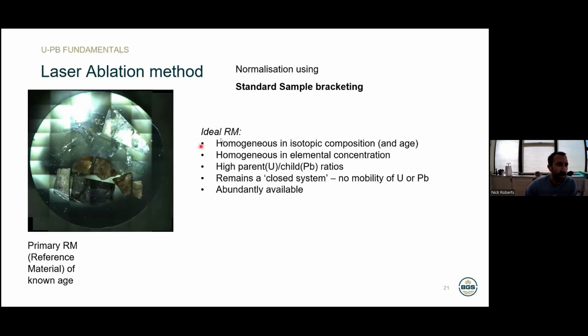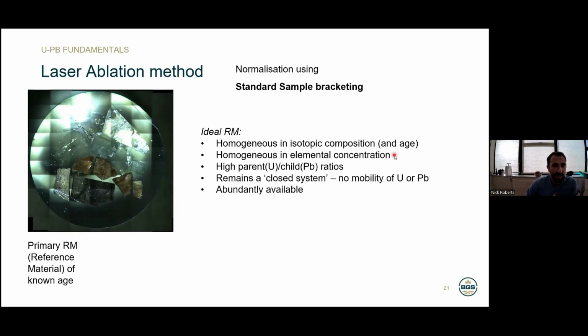Now, the reference tools we use have certain ideal scenarios of what a reference tool should look like. Ideally, they're going to be homogeneous in isotope composition, and therefore the age. Ideally, they're going to be homogeneous in element concentration, which means we know what signals we're going to get from a mass spectrometer, and what spot size we need to use, and what ablation conditions.